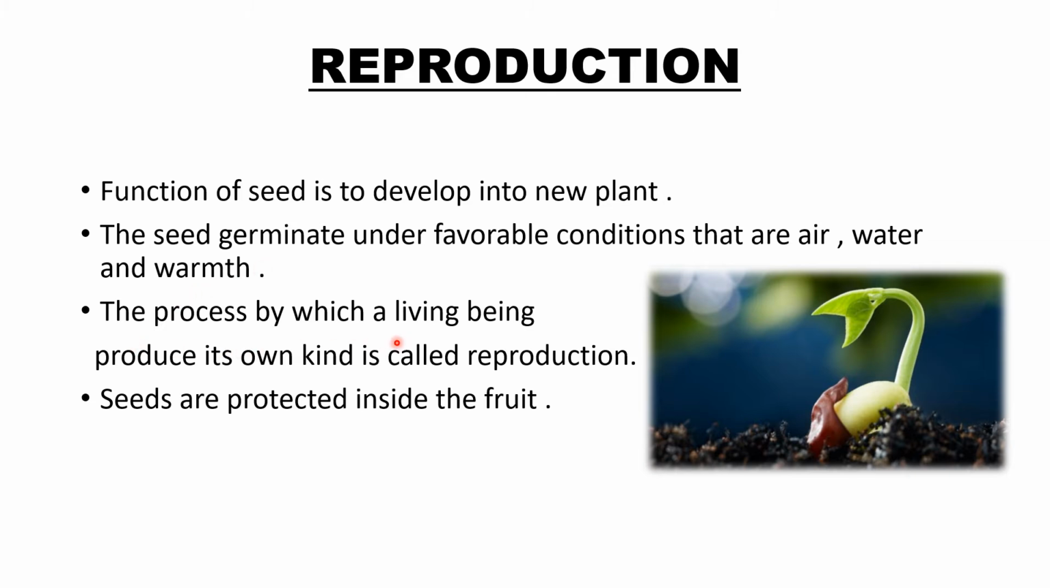The process by which living beings produce others of their own kind is called reproduction. Seeds are protected inside the fruit. You all know these two points: seeds are protected inside the fruit, and when they get their favorable conditions, they start to germinate and get developed into a new plant.